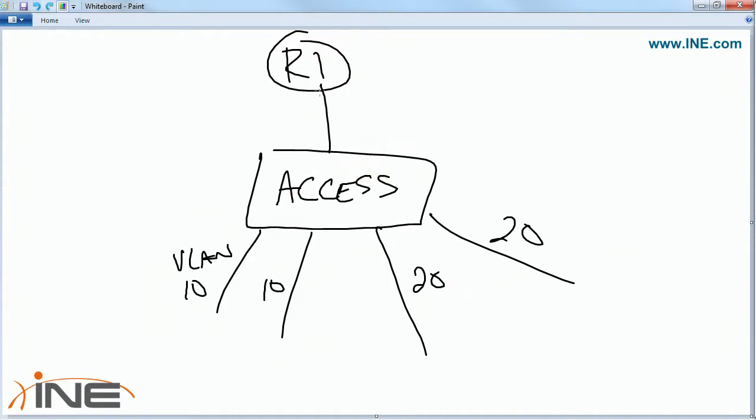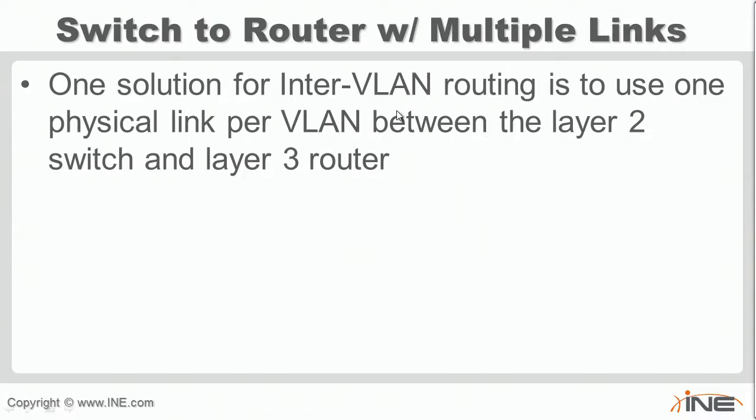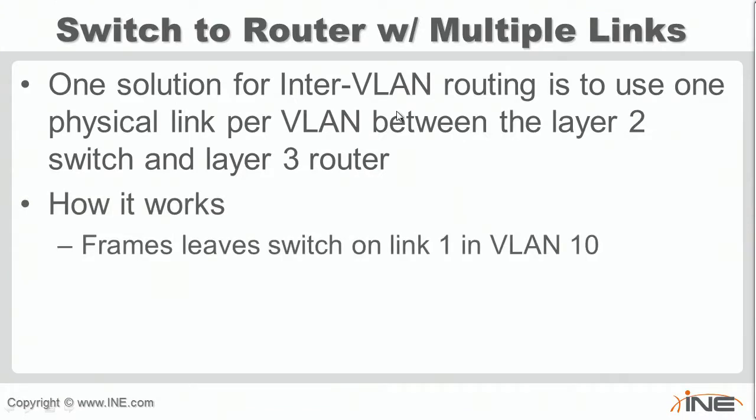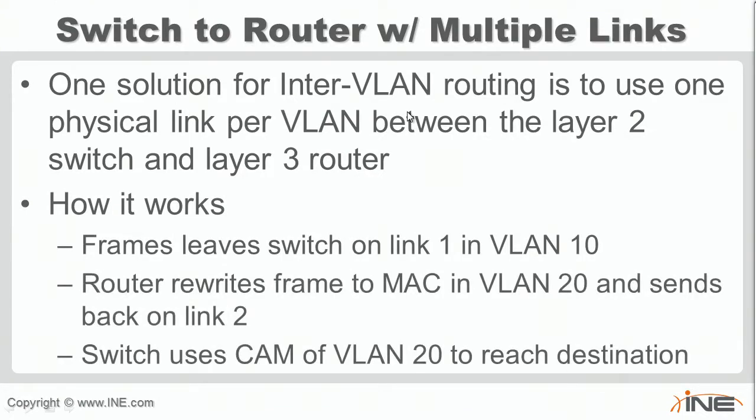Now this could be with one physical link, or it could be with multiple physical links. It depends on really the design of the physical topology. But the logic is going to be the same, that as the frame goes up to the router, the router's job is to rewrite the packet at layer 2 and then to move it back onto the LAN segment.